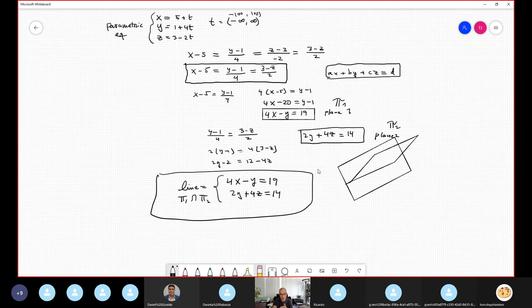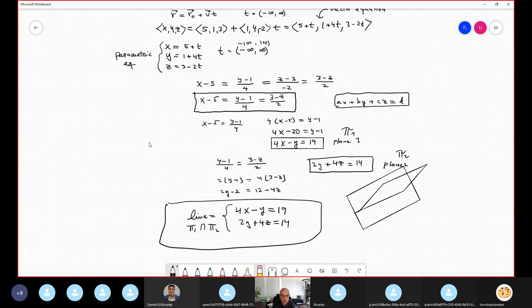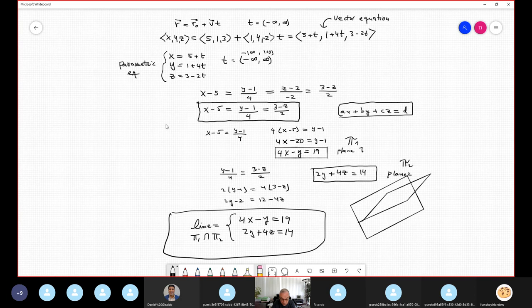I promise that next time, Friday, we continue working on exactly the same problem. Using these equations of the planes, I want to find another parametric equation. I want to illustrate that the parametric equation is not unique. This is one possibility, so there are infinite possibilities. I want to show you this idea, but not now, because the time is over.